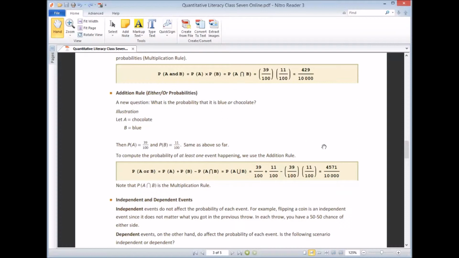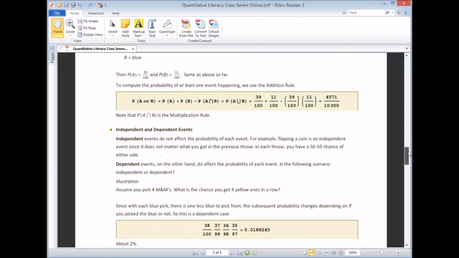Okay. There are two types of events, independent ones and dependent events. So the independent events do not affect the probability of each event, so each event is separate. They're independent with each other. And then dependent ones, on the other hand, do affect the probability of each event. So each event is depending on what happens before or after. So how do you know whether the sequence of events is dependent or independent?